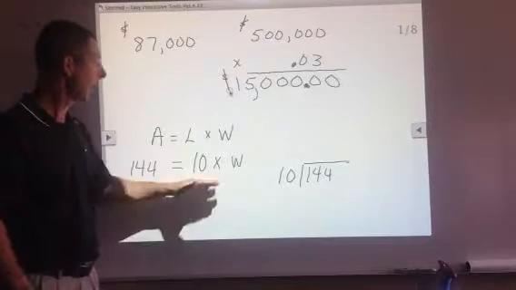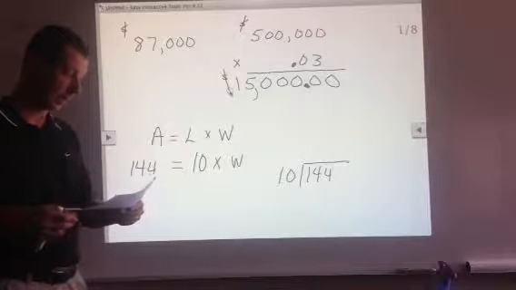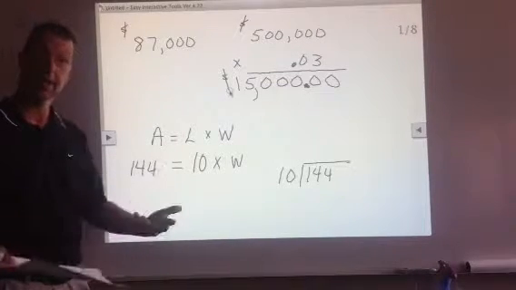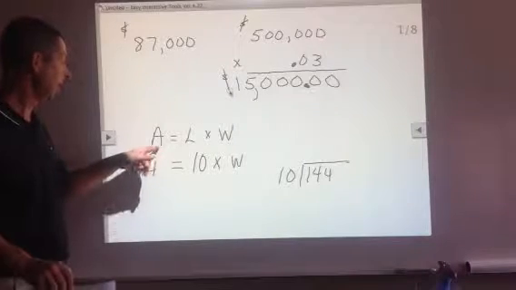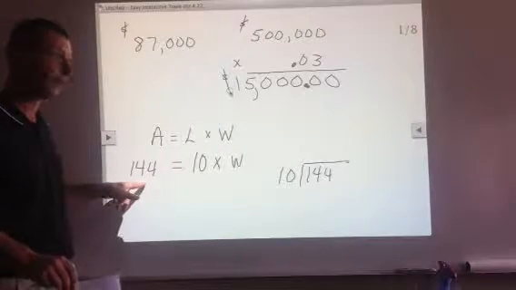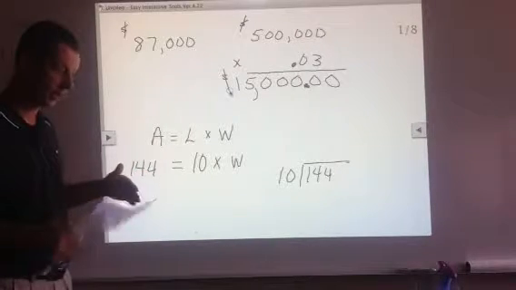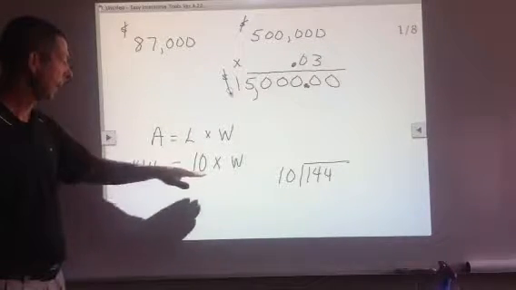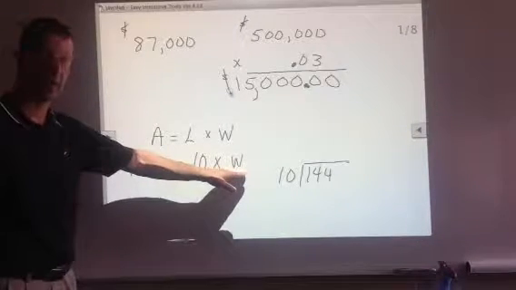Okay, another problem deals with area. This one is sodding a yard, putting grass down in the yard, and the area of the yard is 144 square feet, or square yards, whatever. In this case, it is square feet. The length of the yard is 10 feet. They want to know the width of the yard.